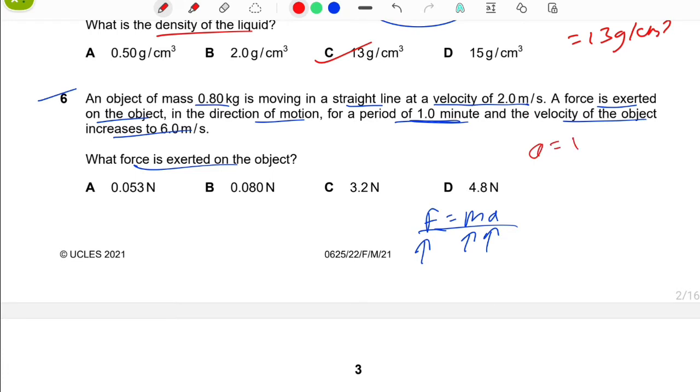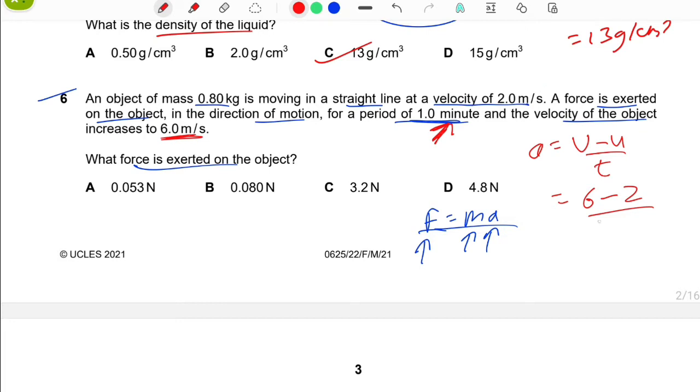So the acceleration formula is v minus u upon t, and the final velocity of that object is 6 meters per second, as you can see over here. The initial velocity, where it was just moving in a straight line, was 2, and the force was exerted for 1 minute. So again there's a catch, we have to convert minutes to seconds. You have to do it because here they have given units in meters per second. I hope you are able to stay focused.